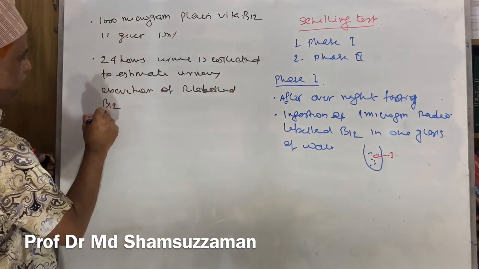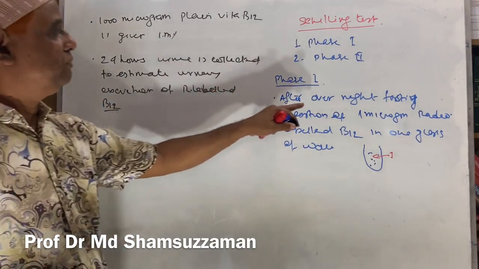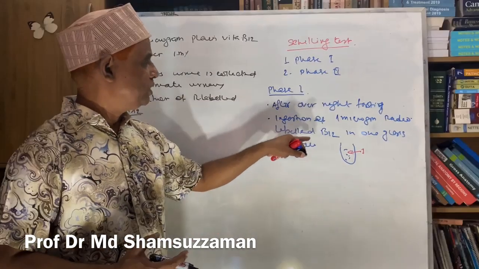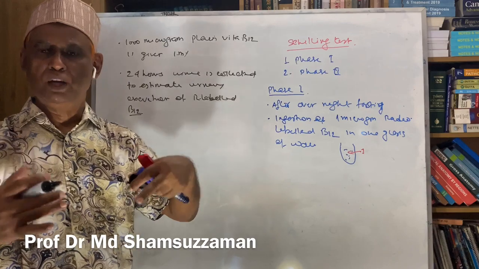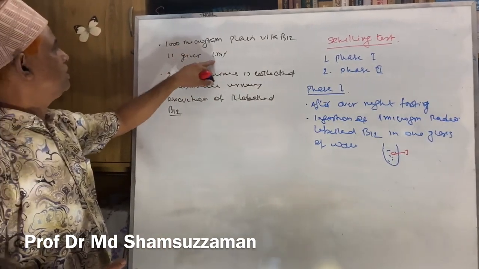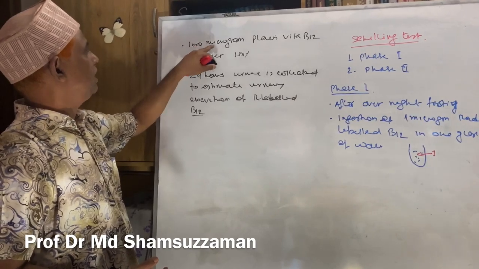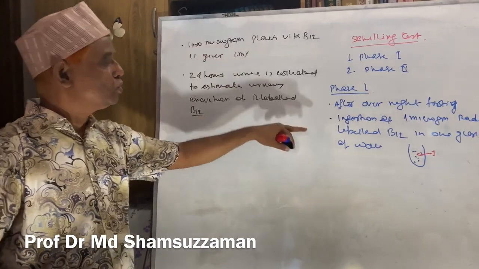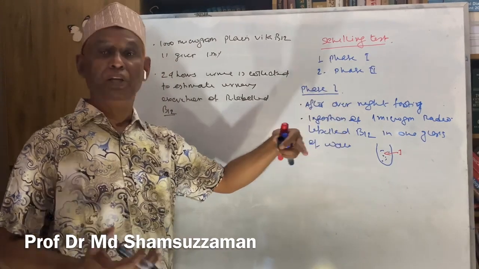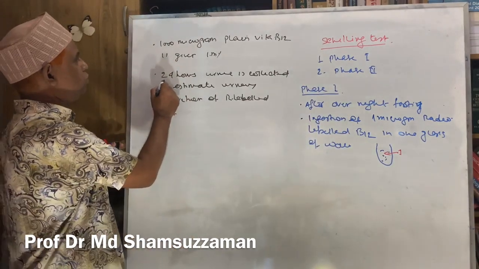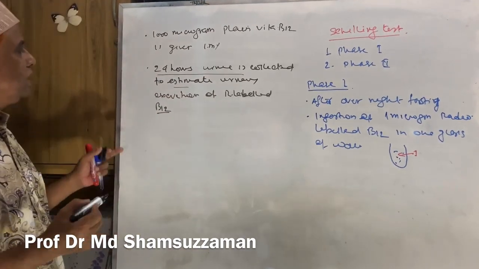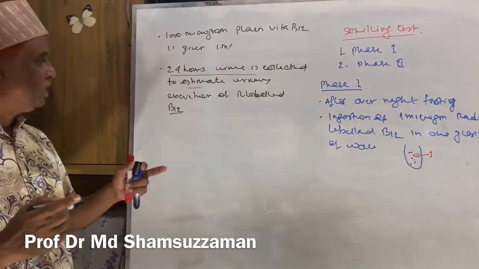Again, after overnight fasting, the patient comes to the laboratory and takes 1 microgram radio-labeled vitamin B12 in 1 glass of water orally. After that, the patient is injected intramuscularly with 1000 microgram plain vitamin B12 to flush the radio-labeled vitamin B12 into urine. Then after 24 hours, the urine is collected to estimate urinary excretion of the radio-labeled vitamin B12.